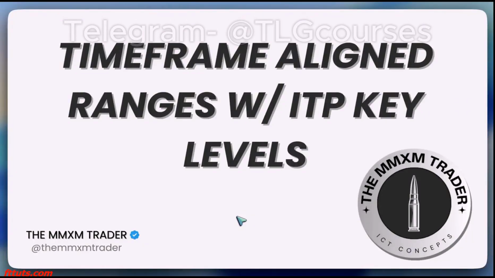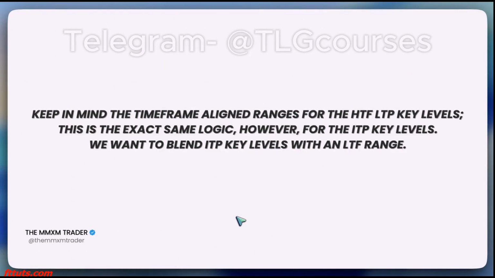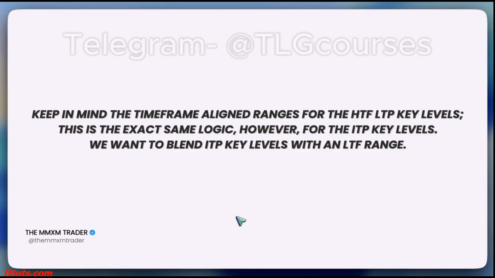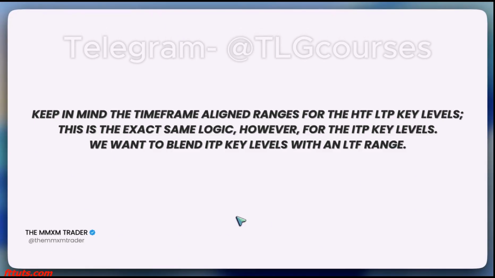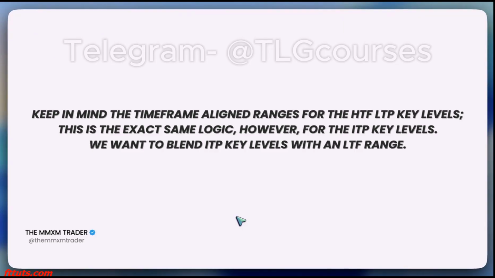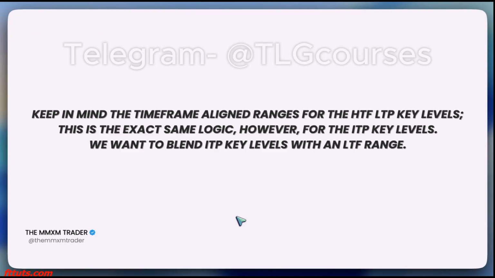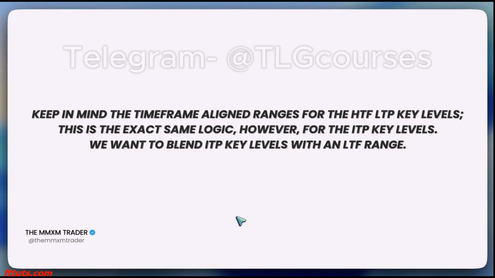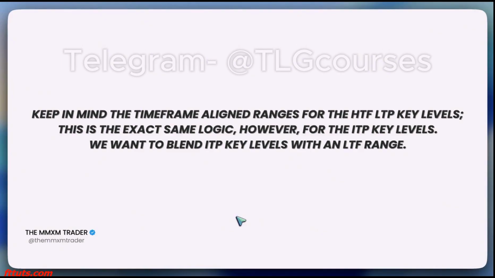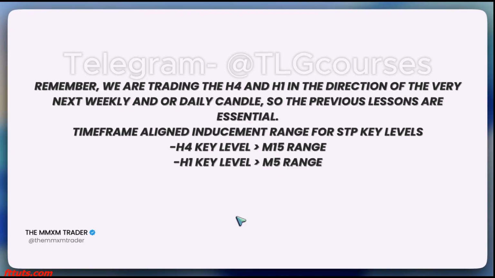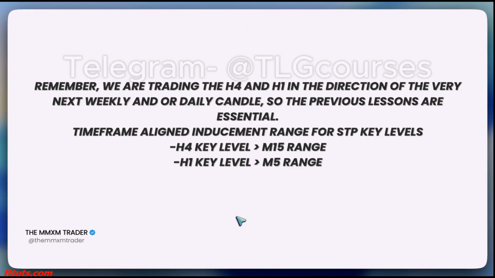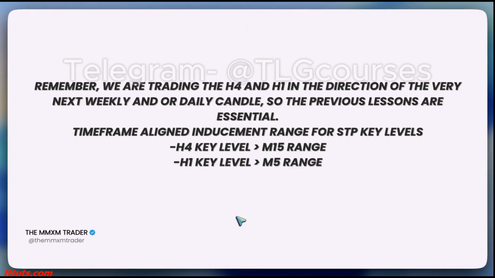Okay guys, time frame aligned ranges with intermediate term perspective key levels. Remember, the intermediate term perspective is the H4 and H1. This is the exact same logic that we used for the time frame aligned ranges with the LTP key levels. However, for the ITP key levels, we want to blend ITP key levels with its relative time frame range. Remember, we are trading the H4 and the H1 in the direction of the very next weekly and/or daily candle. So the previous lessons are essential.